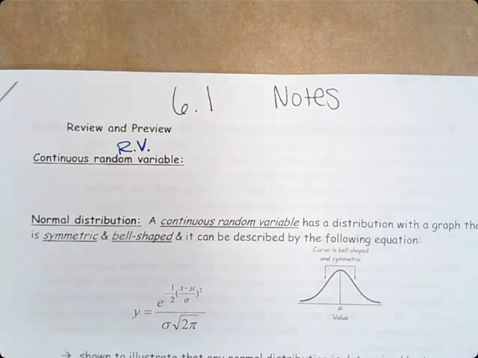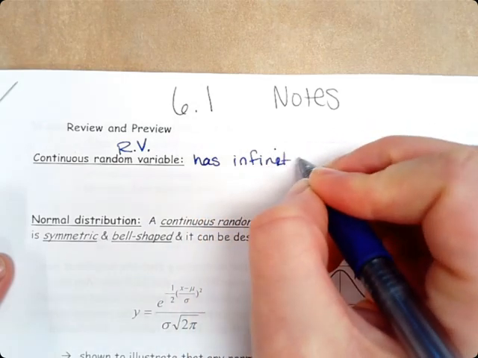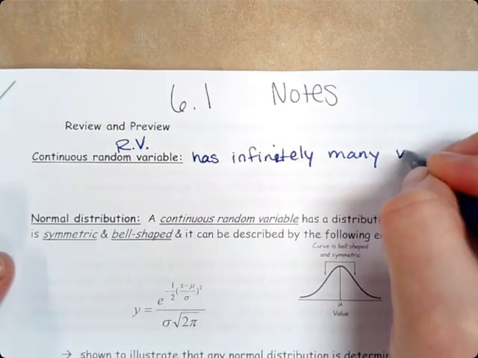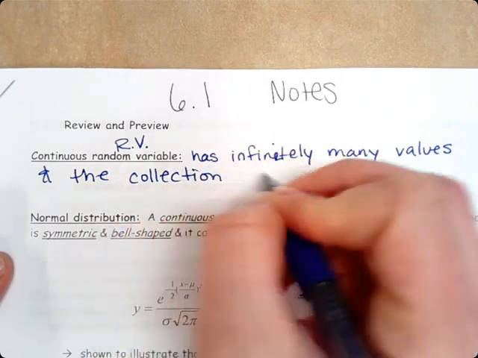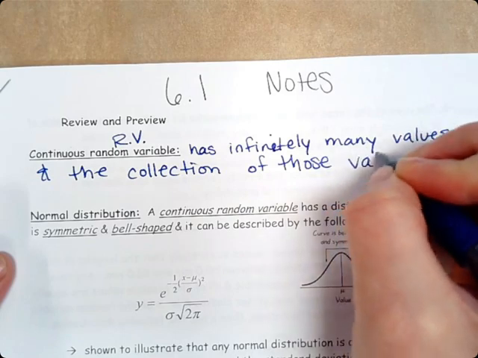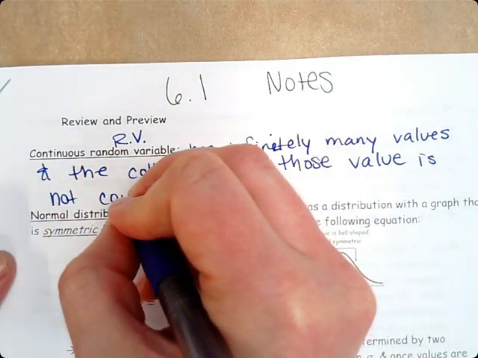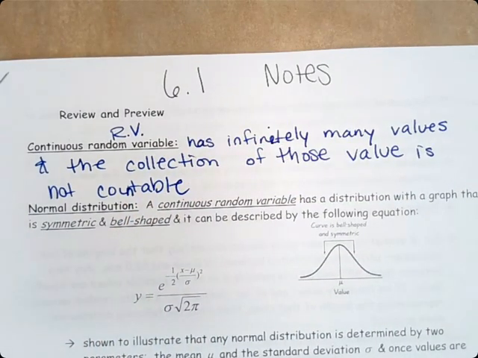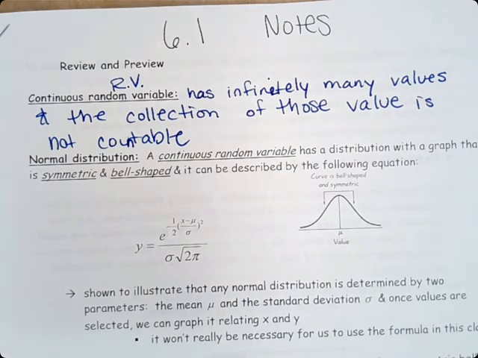Continuous means you can have as many as you want. So there's infinitely many possibilities. So we're going to write has infinitely many values, and the collection of those values is non-countable, not countable. So we can't count them because there's an infinite amount of them. Well, as long as you know what it means, it doesn't matter.